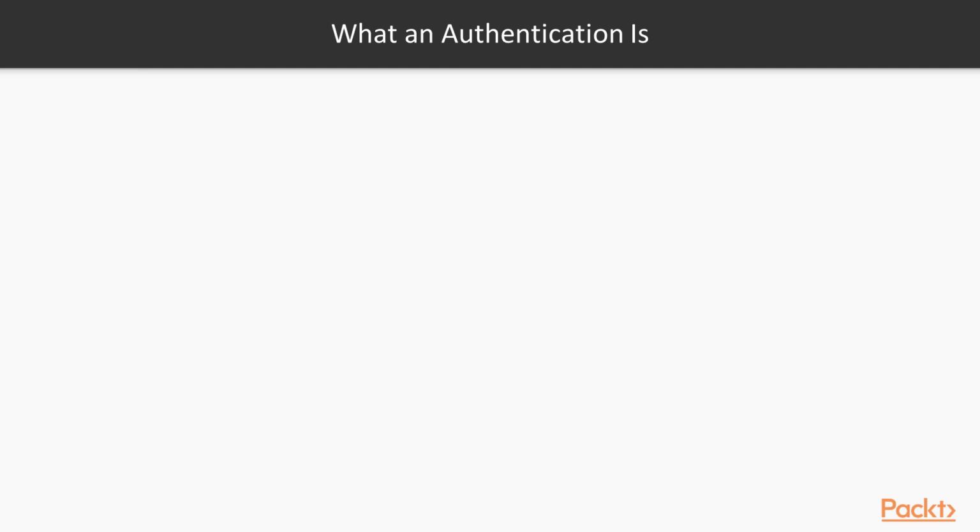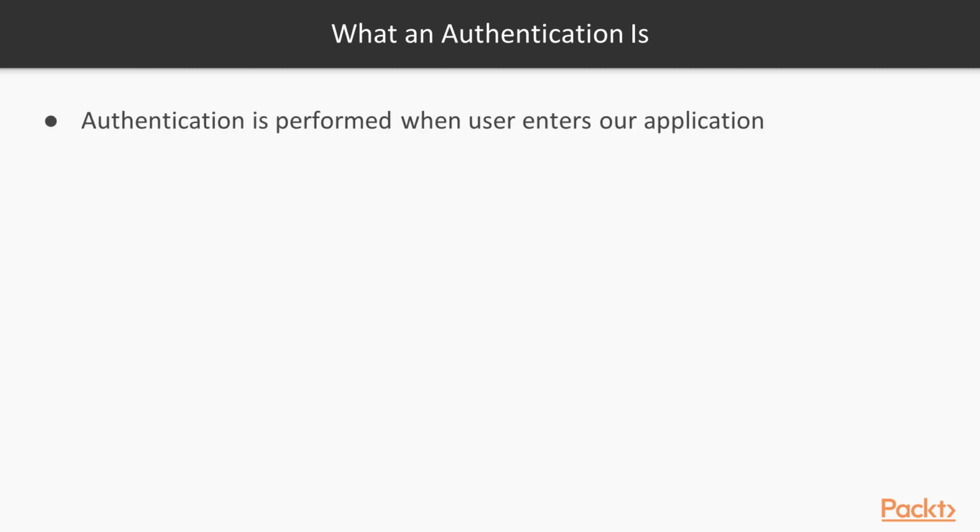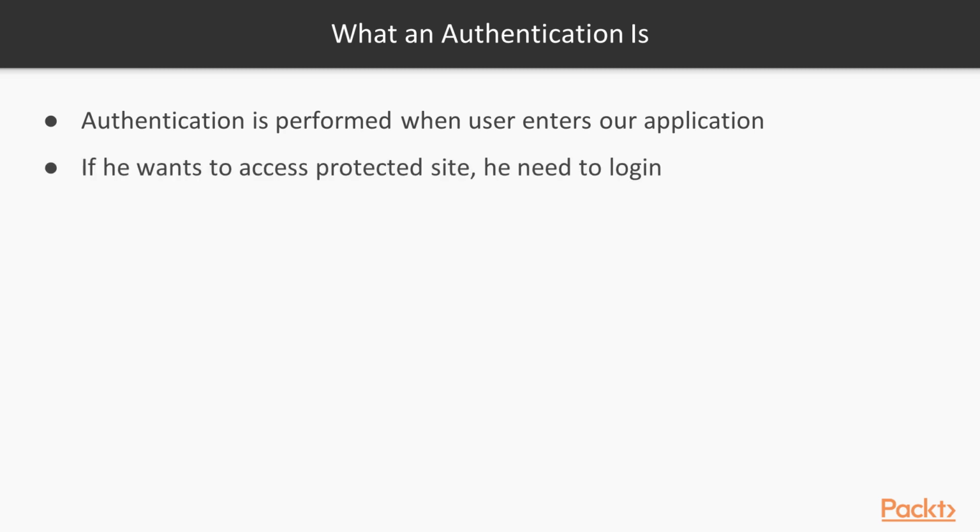So what is authentication? It is performed when a user enters our application. For example, if he wants to access a protected site, he needs to log in. If you remember our secrets time endpoint, to access that, our user needs to log into our application. So he needs to perform authentication. Once he logs in, we know who that user is and we know that he can access our website. So this is the first step.